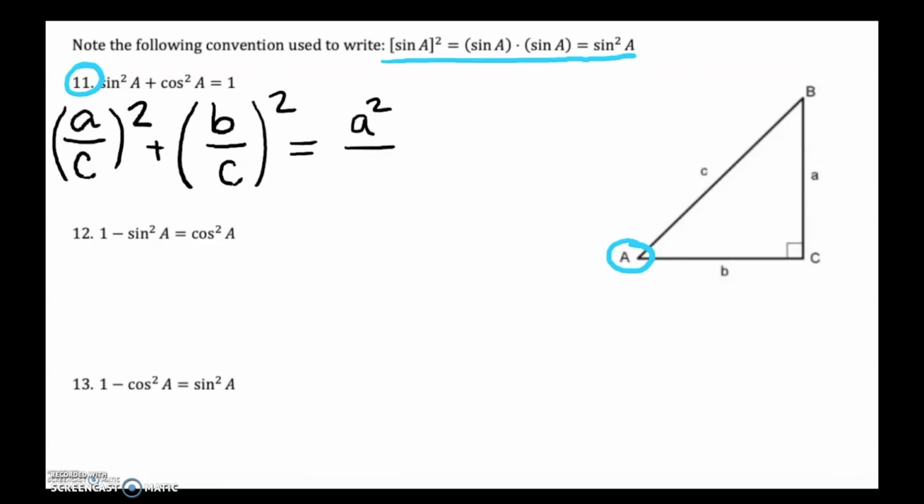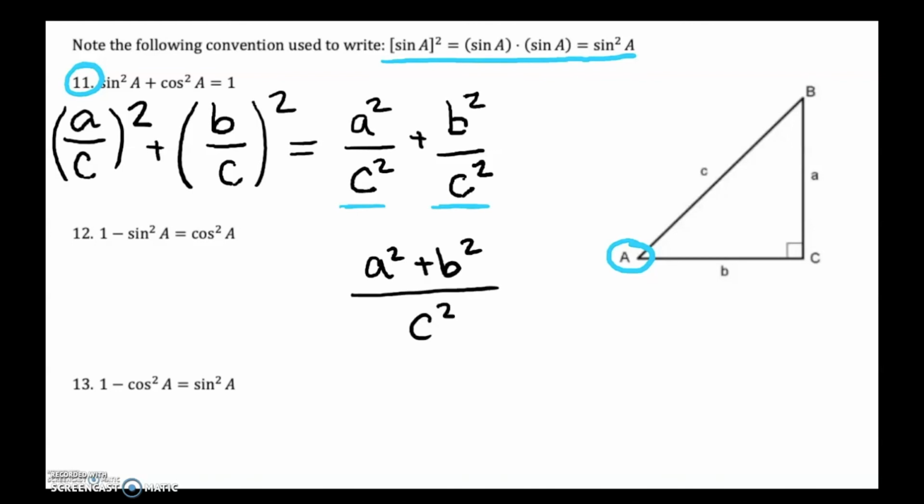Now this is equal to A squared over C squared plus B squared over C squared, because we square both the numerator and the denominator. So since A squared and B squared have the same denominator of C squared, we can write A squared plus B squared all over C squared.